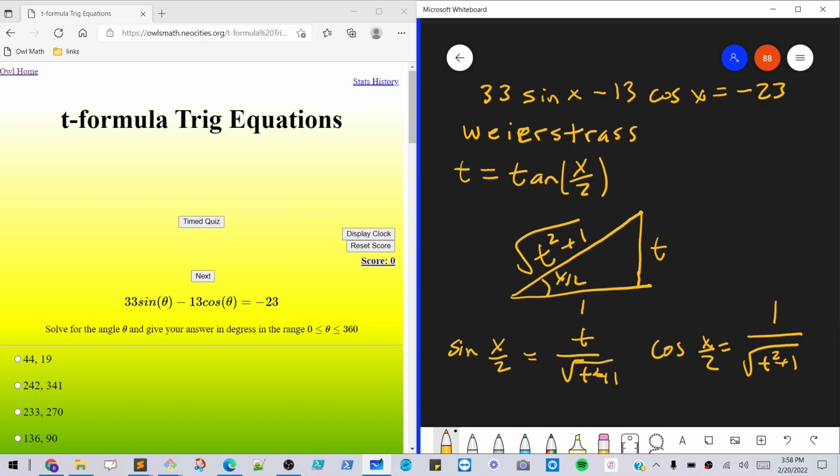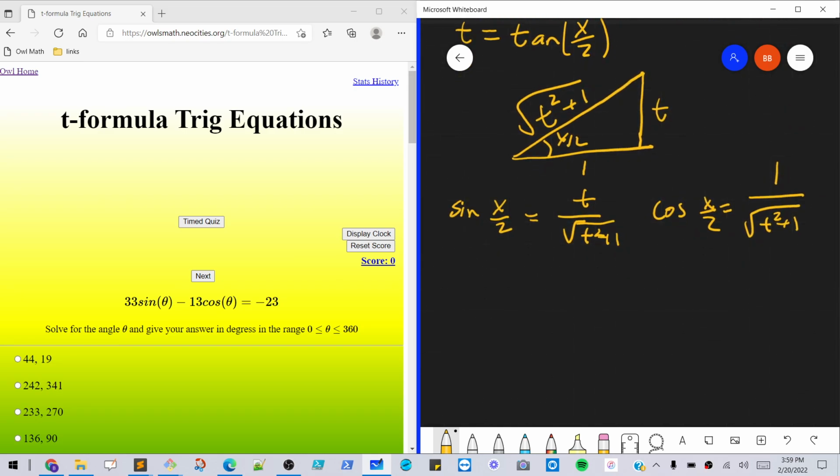What we want is something to substitute in for sine of x and cosine of x, but we have the wrong angle. We have x over 2. So what we need to do is use the double angle formula. So let's start with this. We'll say 2 sine x over 2 times cos x over 2 equals sine of x, just doubling this angle using the double angle formula.